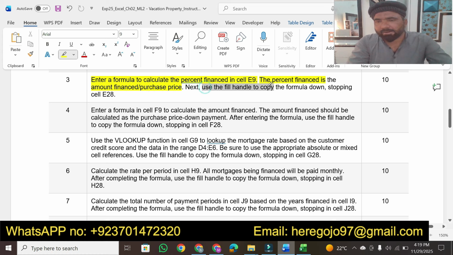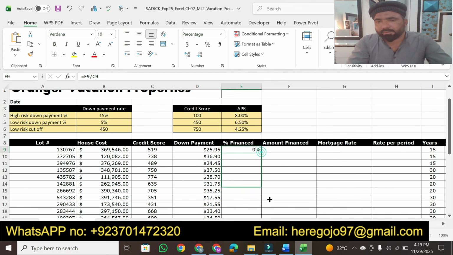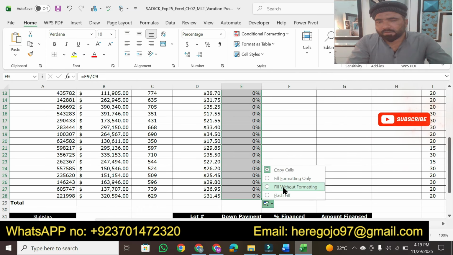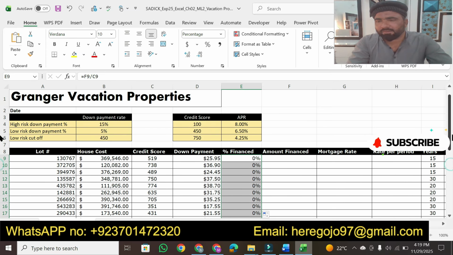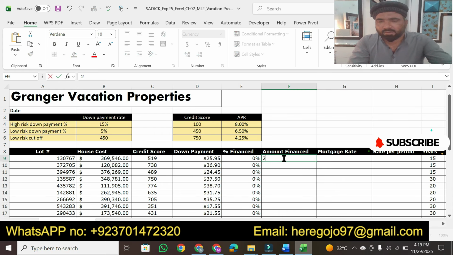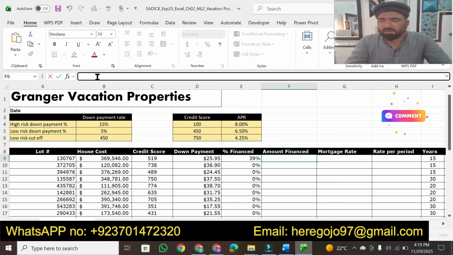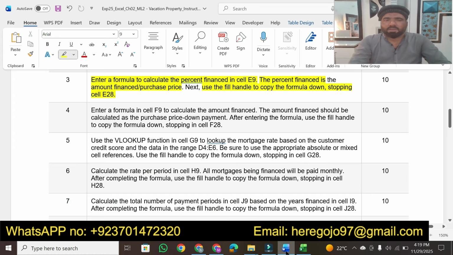Then use the fill handle to copy down, stopping at E28. Now we have to move there. Okay, fill without formatting. Now you may see that when we enter the values in amount finance, our values will change. Yes, now you may see the value has been changed. So later we will find the amount finance. Then question number 3 is done, in which we had to enter a formula to calculate percent finance in cell E9.